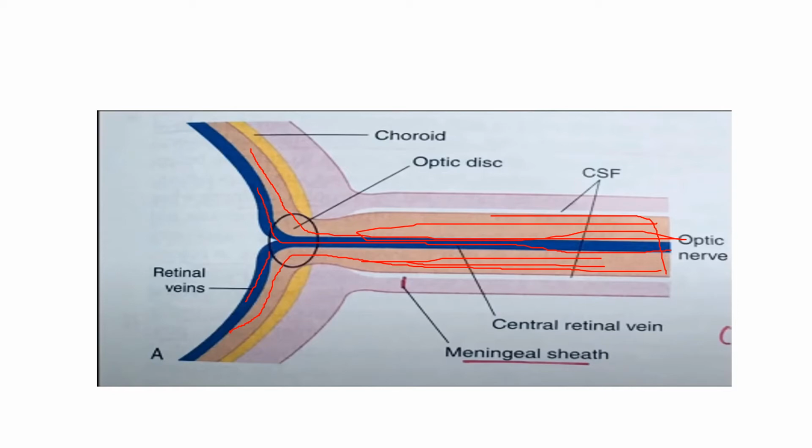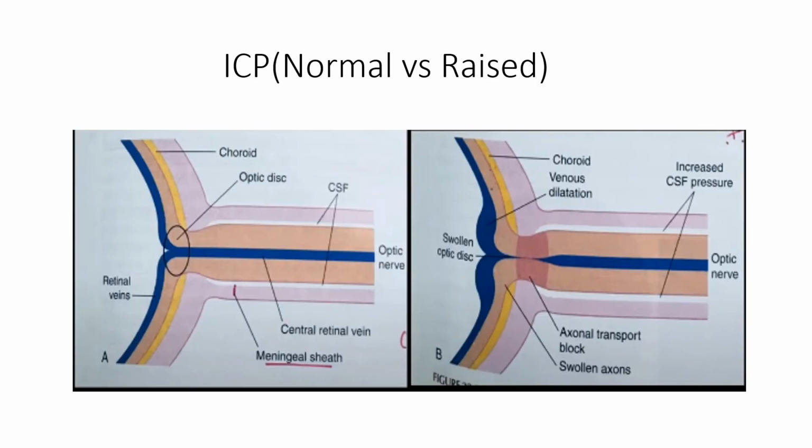Okay. So around the optic nerve there is a space that contains CSF. So this is the CSF-containing space, and around this CSF-containing space on the outside there is the meningeal covering. Now I am going to show you why there is papilledema in raised ICP, raised intracranial pressure.